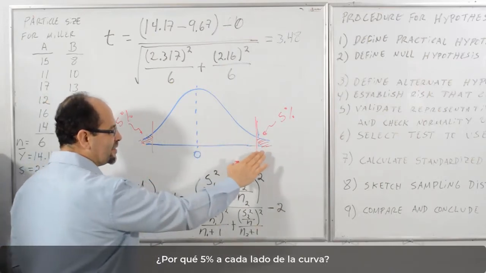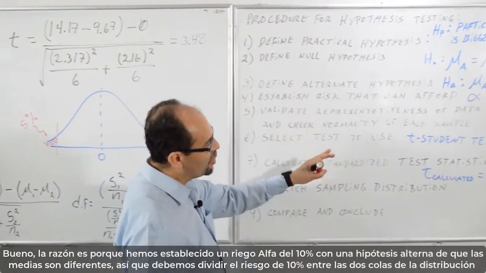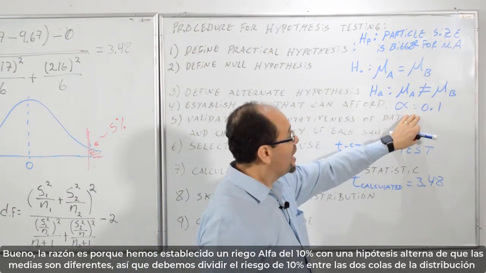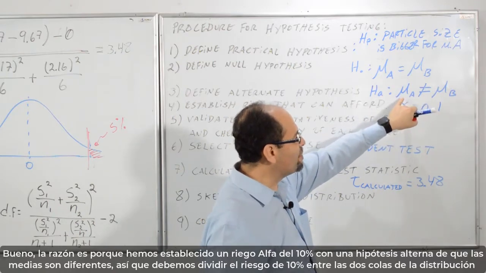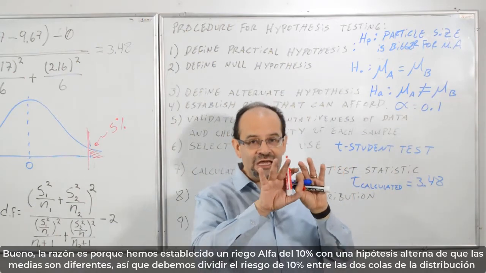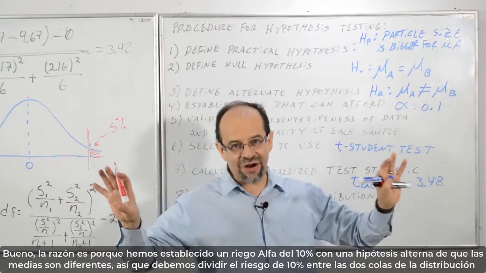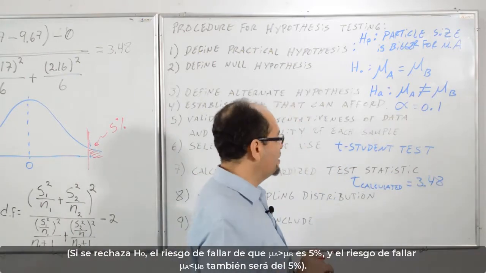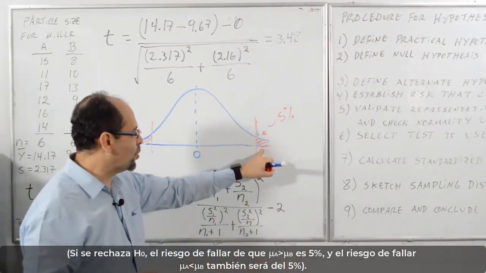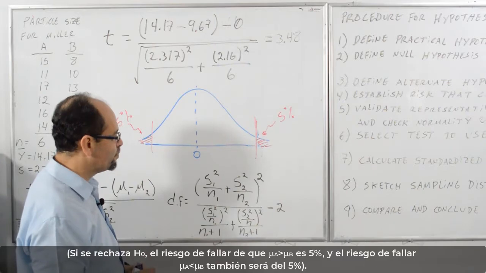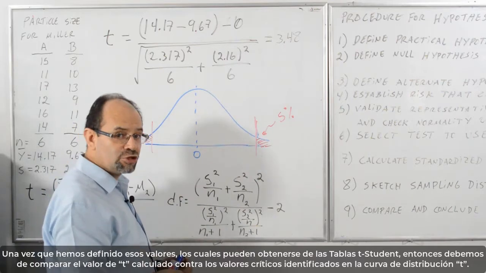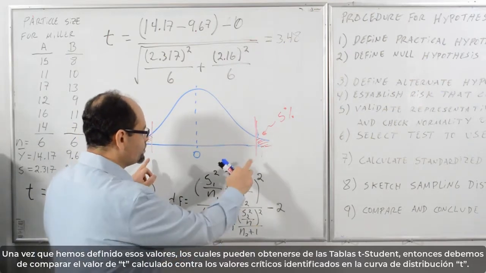Why 5% and 5%? The reason is that I have established an alpha of 10%, and I have established that the alternate hypothesis is that they are different. So I am splitting the 10% into two sides, greater than and smaller than. That is why the 10% has been divided, and here we have 5% and 5%. These values can come from t-student tables.